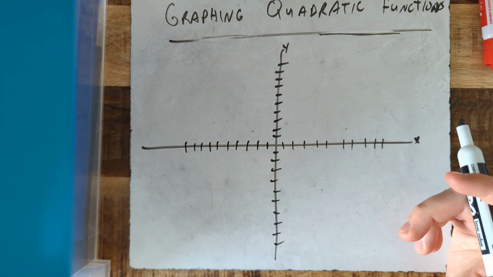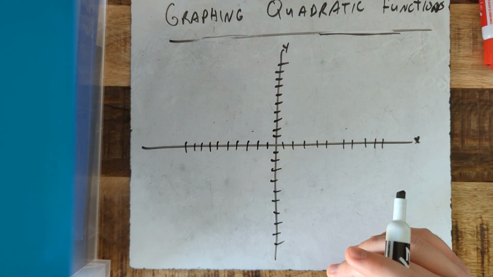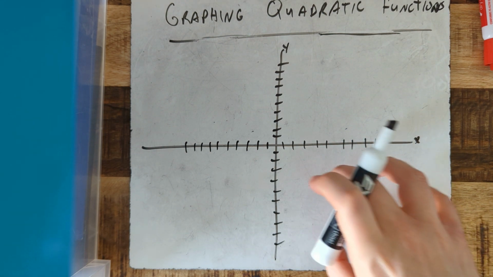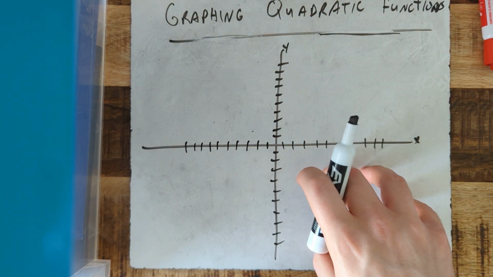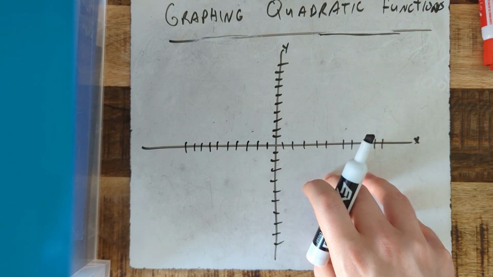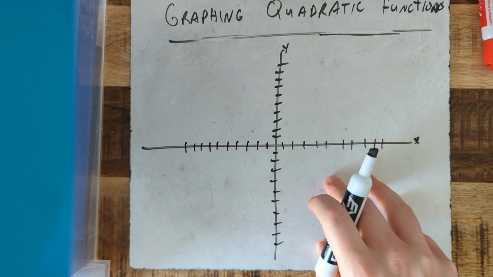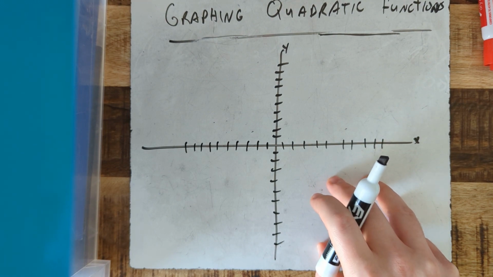So let's start off with our basic parent graph. I'm gonna do the tables down in this quadrant because we're not going to need this quadrant for the purposes of this example. So I'm going to do them down here, okay?